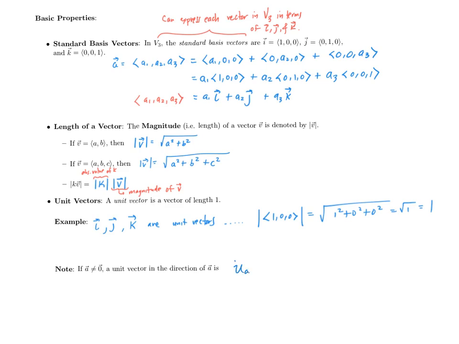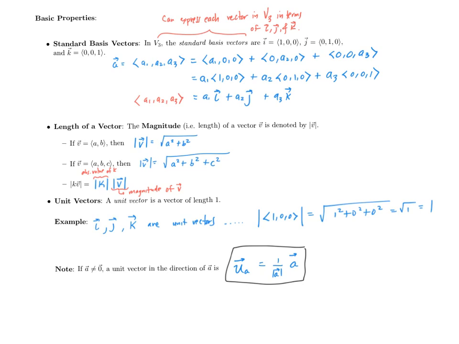So the unit vector in the direction of A, if A has a name, I'll typically call that u sub A, and it has the same direction as A, but to make it a unit vector, what we have to do is scale it appropriately, that is multiply it by the right scalar quantity. And that scalar quantity would be 1 over the length of A. So the unit vector in the direction of A is 1 over the magnitude of A multiplied by A. So this helps us get the proper length.